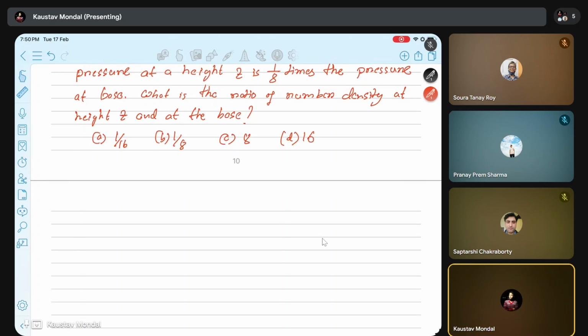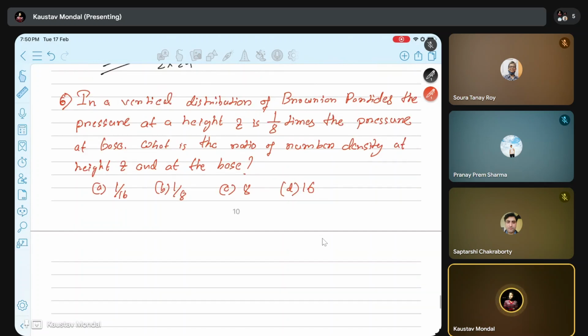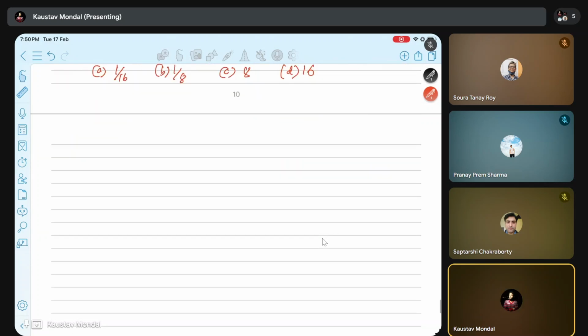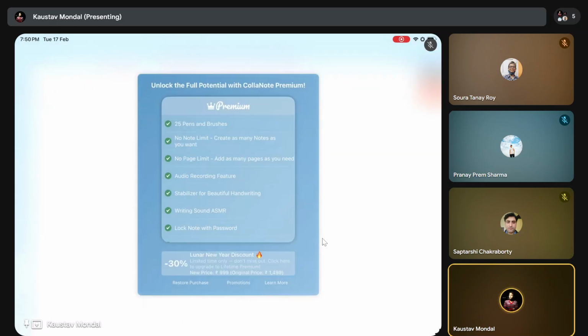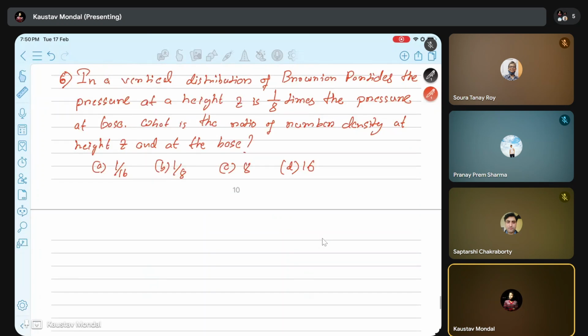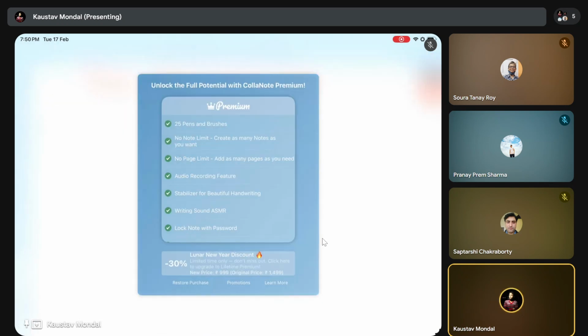From the structure of the problem you can easily identify this as a problem of sedimentation, right? So this is basically, my god, this limit is finished.